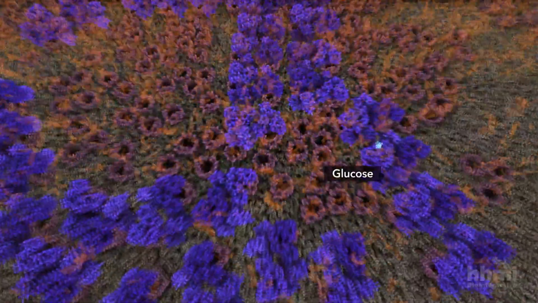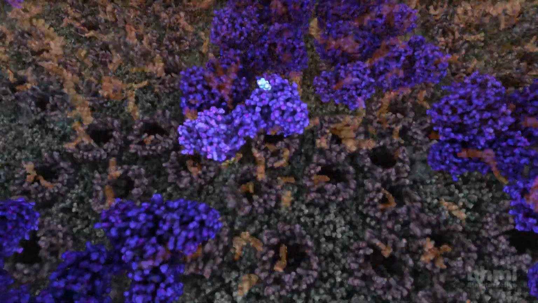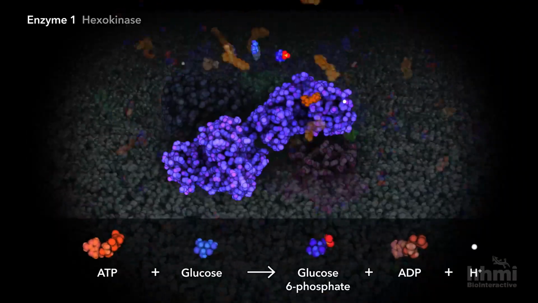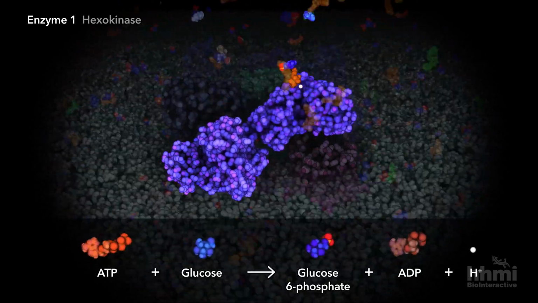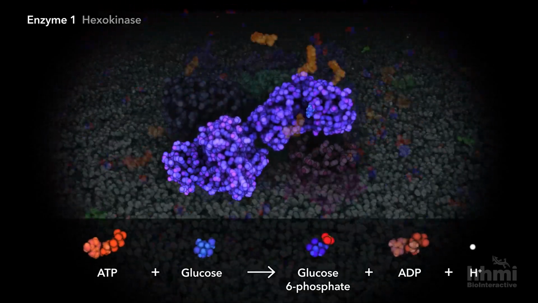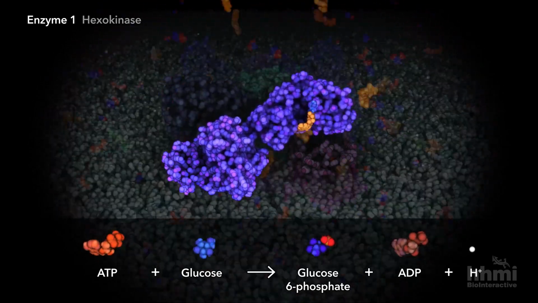Sitting on this abundant supply of ATP is the first enzyme of the glycolysis pathway. The reaction of the first enzyme transfers a phosphate group from ATP to glucose, creating glucose 6-phosphate.